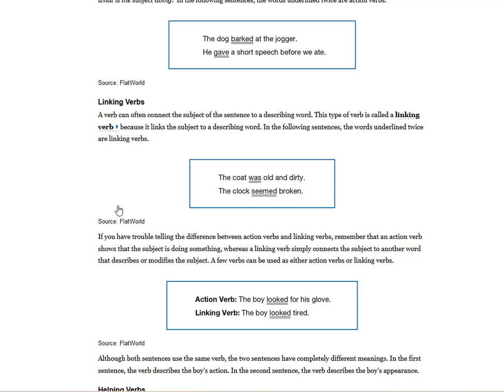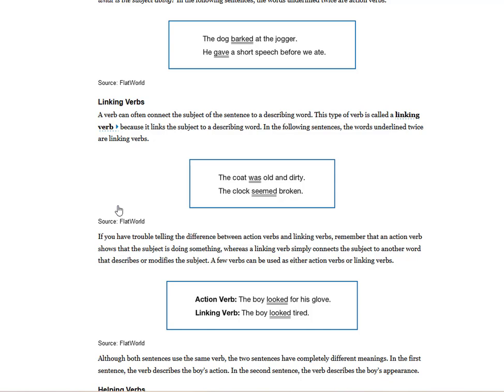In the following sentences, the words underlined twice are linking verbs. The coat was old and dirty. The clock seemed broken. If you have trouble telling the difference between action and linking verbs, remember that an action verb shows that the subject is doing something, whereas a linking verb simply connects one subject to another word that describes or modifies the subject. A few verbs can be used as either action verbs or linking verbs.